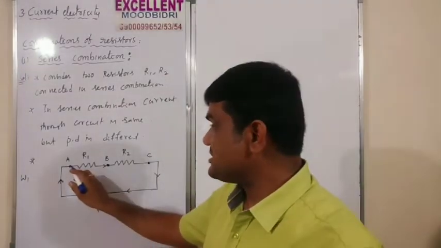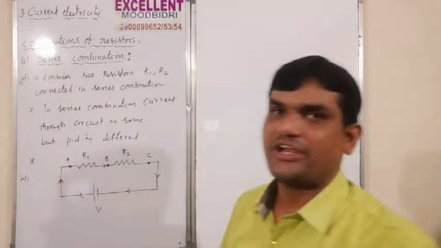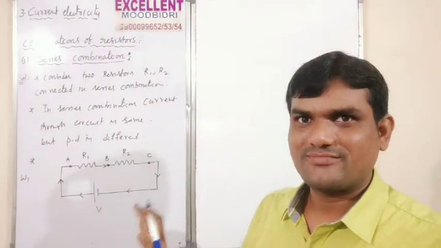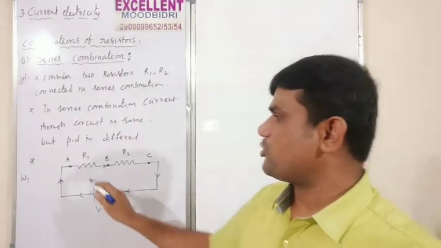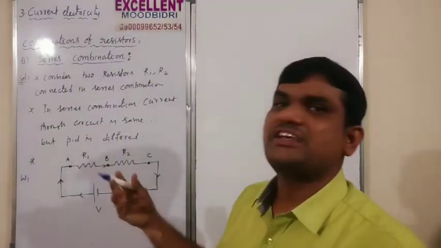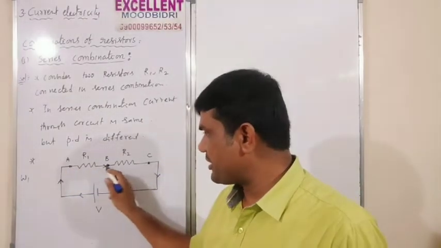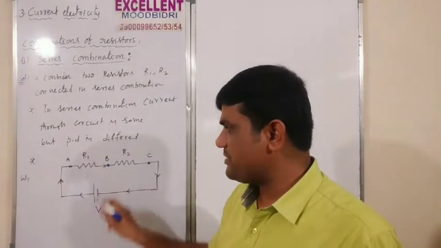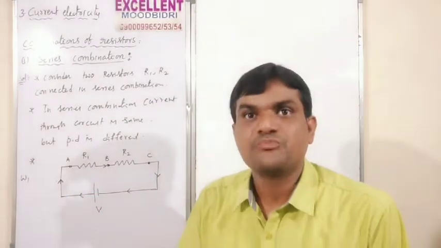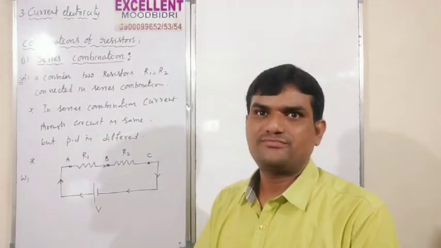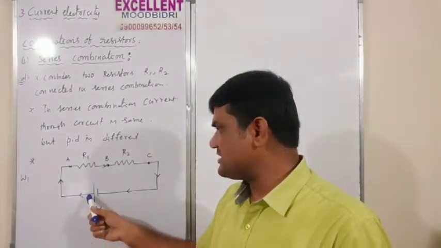That means at this point the potential is different. That is why the potential is different in series combination. From here to here some potential, from here to here some potential. This is VA, this is VB. The potential difference will be VA minus VB. Potential near this point is more.